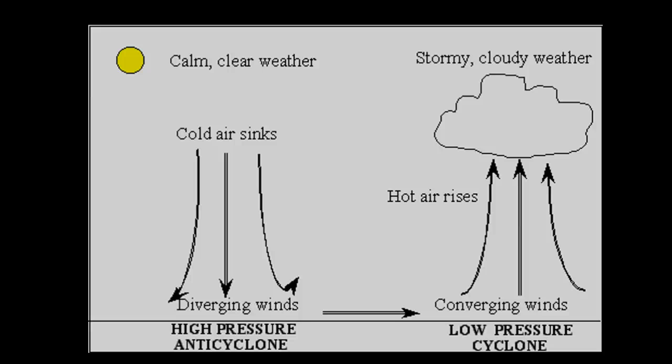This is a side diagram at the surface of a high pressure, with cold air sinking and winds blowing towards the low pressure, where the air rises and forms clouds. I want you to get this diagram down. You can hit pause on the video, but make sure you copy this diagram. It's very important to know how it looks from the side view like this, as well as from the top, with the H and the C moving clockwise and counterclockwise.